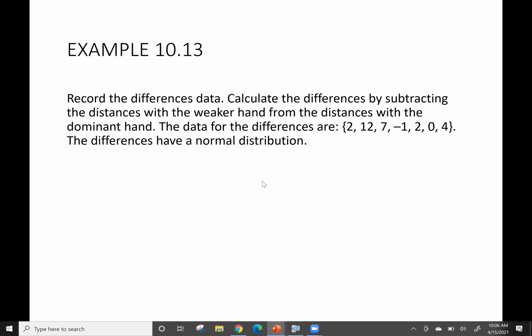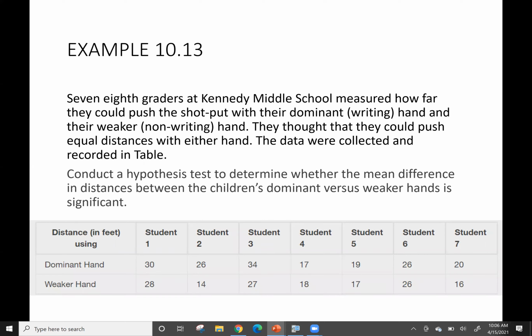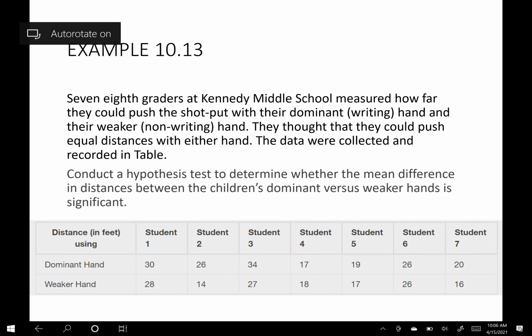Whatever you want to do. I'll leave that data up there for a second. Let's just go ahead and put those differences on the slide. So you can choose which one you want to do. So 2, 12, 7, -1, 2, 0, and 4.